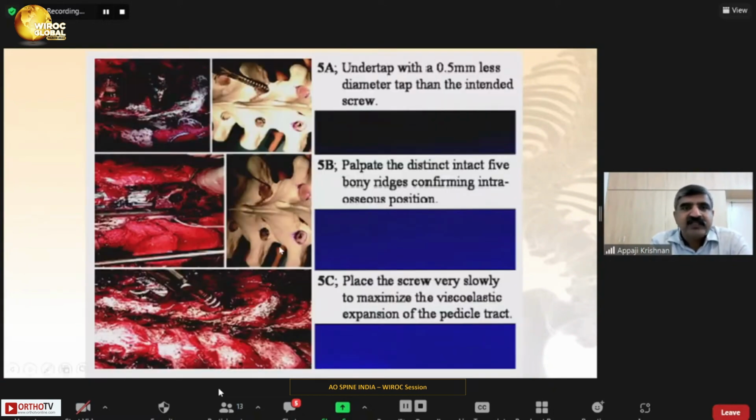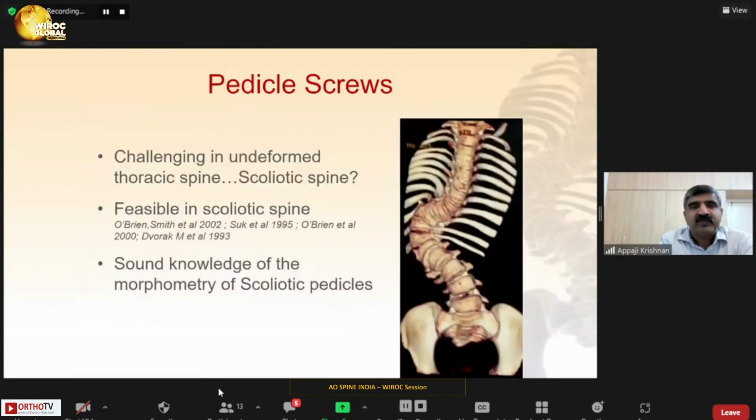because you are working near the cord. So as I said, these are the few steps. So you see a pedicle blush, and then use the probe inside, tap. Usually I use a 4.5 to tap and then put a 5.5 or 6.5 screw.